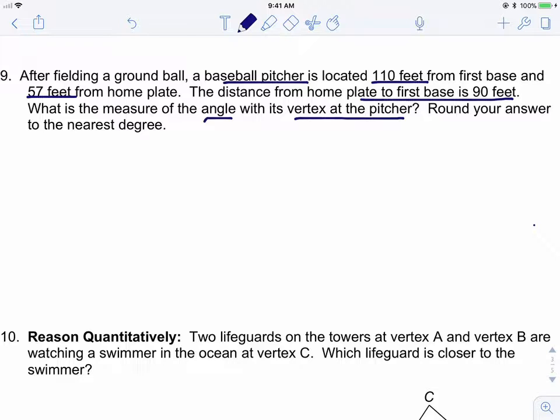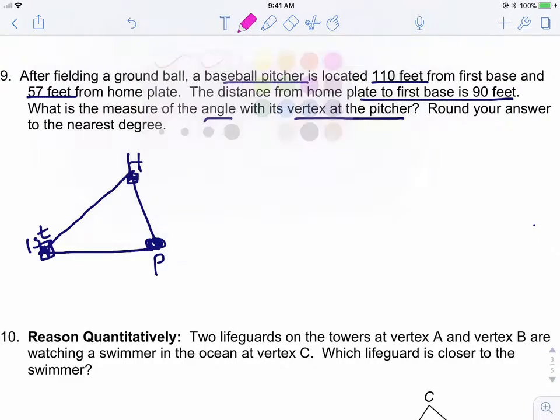So if we think about a baseball field, okay, so we have home base up here. And when somebody hits, they're going to run, and go to first base. And then, of course, they run and go to second. But if we think about the pitcher, because our pitcher's involved, so more or less there's kind of our triangle. So you have your home plate, your first base, and then the pitcher's mound. Okay, so let's add some values in here. So a baseball pitcher is located 110 feet from first base. So that's my 110.